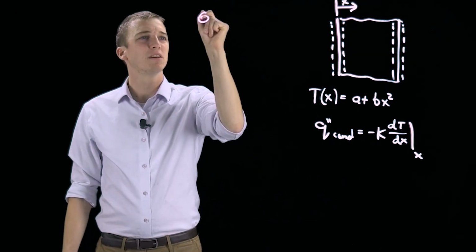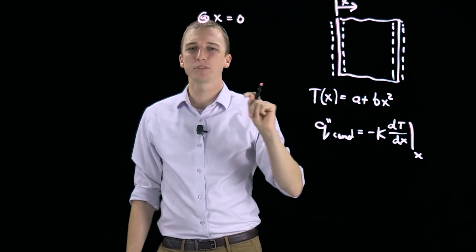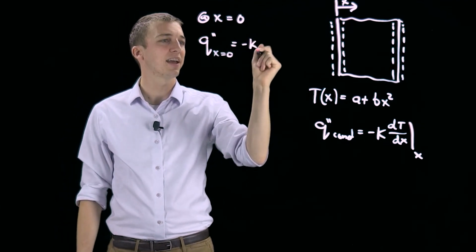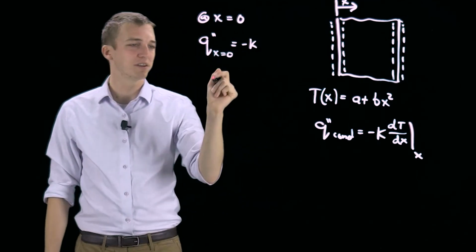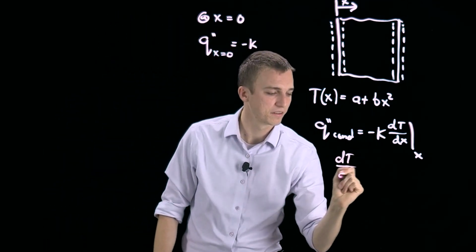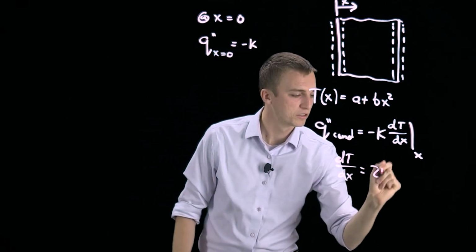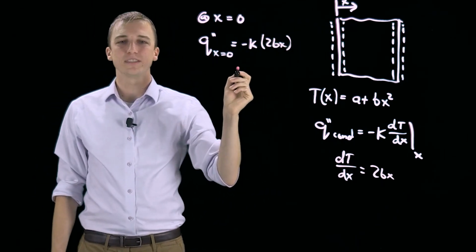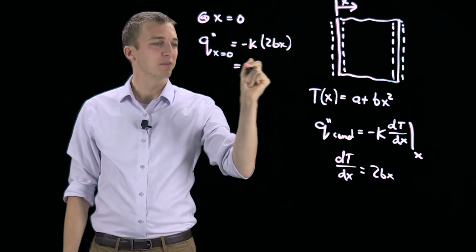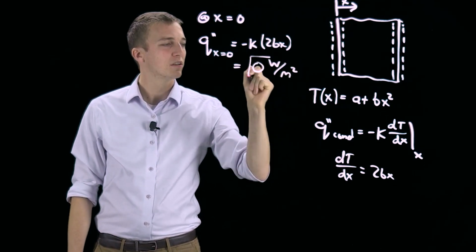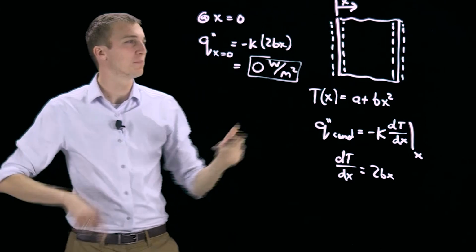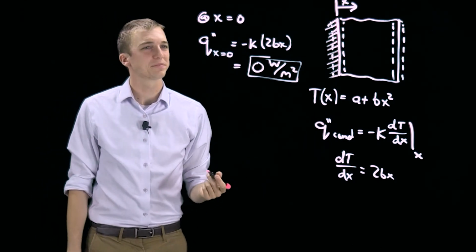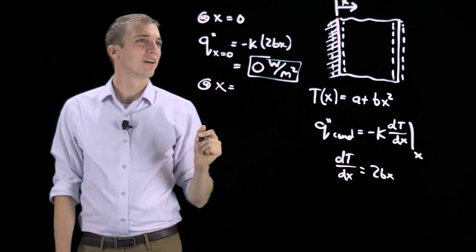So first, we'll do it at x equals 0, or this leftmost part of the wall. So q double prime, this is the heat flux at x equals 0, is minus k times the derivative of the temperature distribution, which you'll remember, we found down here, is equal to 2bx. Well, this one's pretty simple because x is equal to 0, and with that 0 in there, the whole thing becomes 0. So the heat flux on our leftmost part of the wall is 0, which means that this is actually an insulated wall right there.